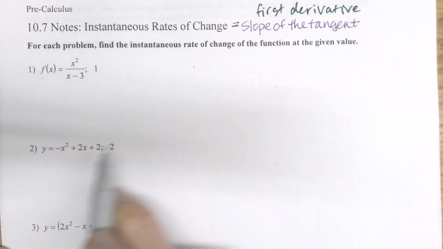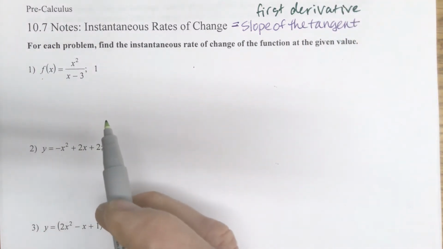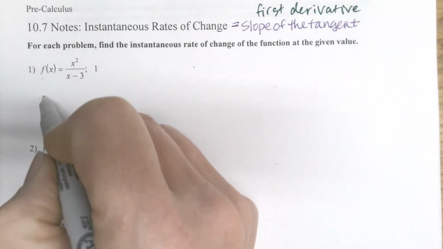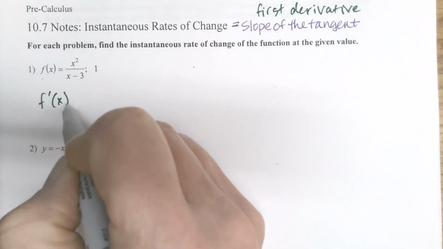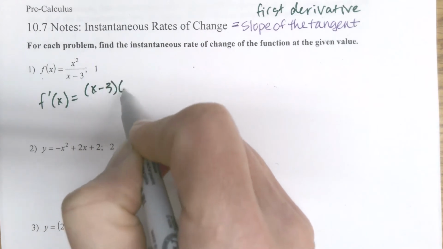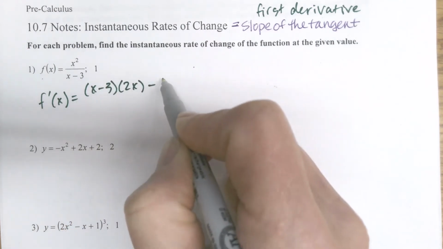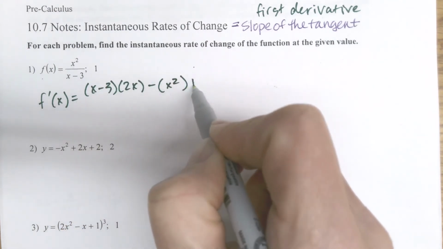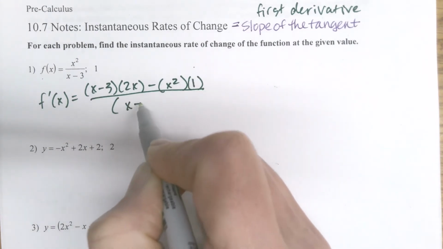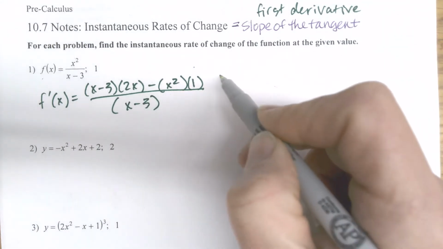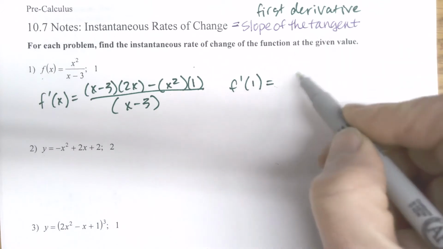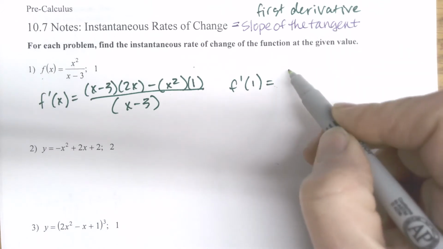So what I'm going to be doing here is no different than I've been doing in the last few, where I'm going to go ahead and use my shortcut. f prime of x is, this is a quotient, so quotient rule, low d high minus high d low over low low. And then I just want to evaluate it at the given value. So I'm going to be doing f prime of 1, and I just have to plug 1 in there.